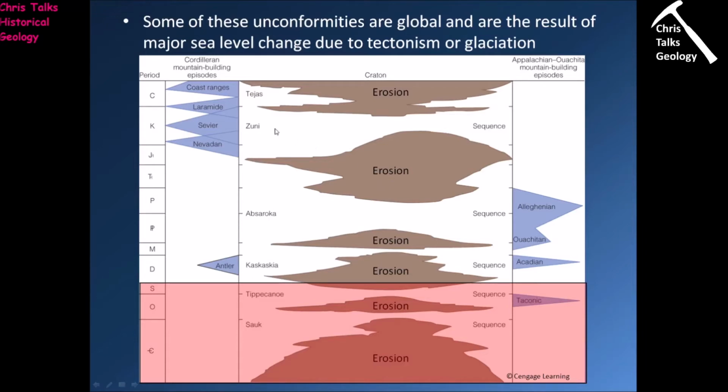another period of erosion, then we have the Zuni sequence being deposited, another period of erosion, then we have the Tejas sequence being deposited, and then finally, as you can see, steadily the seas have retreated until we're back to our modern coastline. So this represents the modern east coast of North America, and this represents the modern west coast of North America.